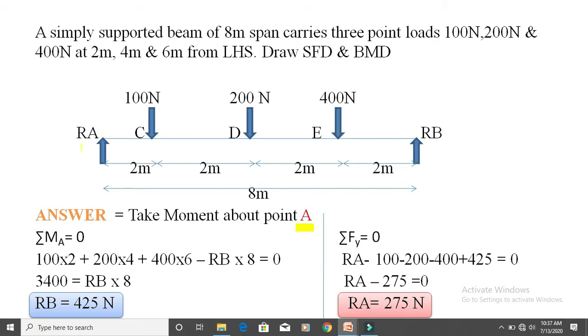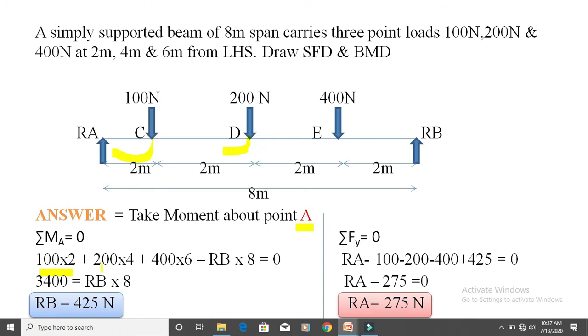In that, the value of RA is 0 because we have already taken moment about that point A. Then consider the second force, that is 100 Newton, which is going in clockwise direction towards A. So 100 into distance 2, because the distance from A to the 100 load is 2, so 100 into 2. Then consider the next force, that is 200 Newton, which is also going in clockwise direction towards A.